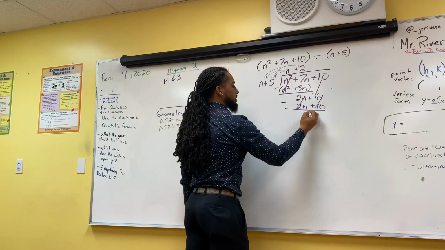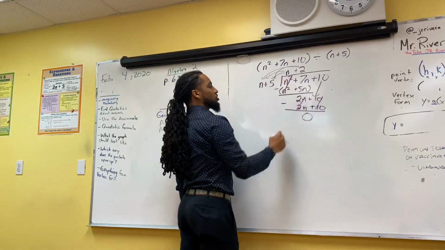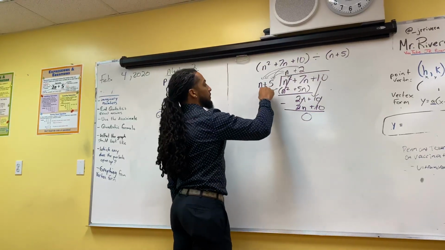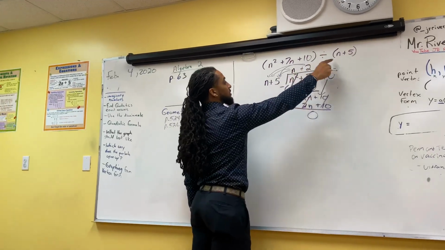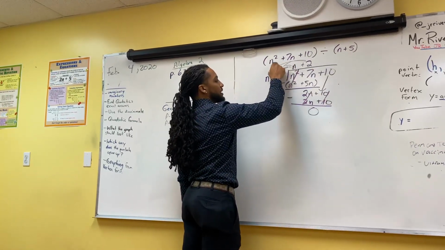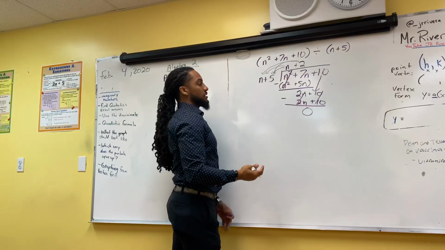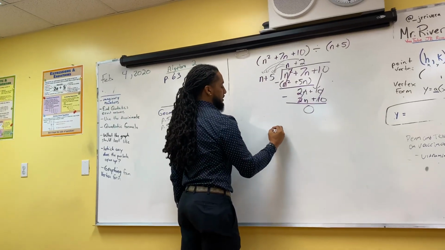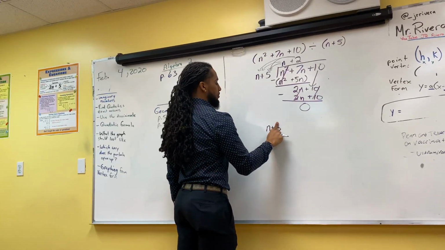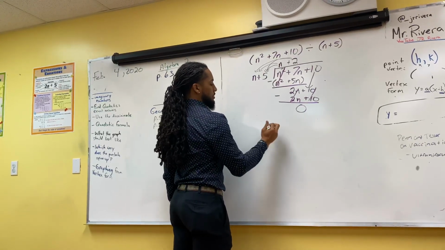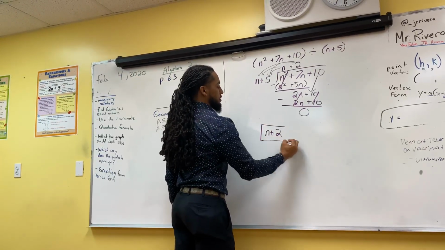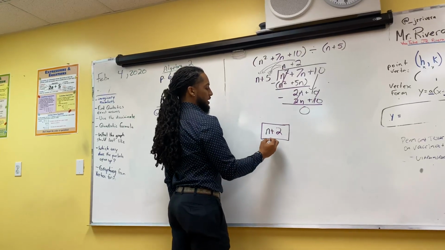This is a situation where n plus 5 is a factor. This is a factor of this, meaning that it goes in evenly. So I write my final answer simply as n plus 2. And I would say that it is a factor.